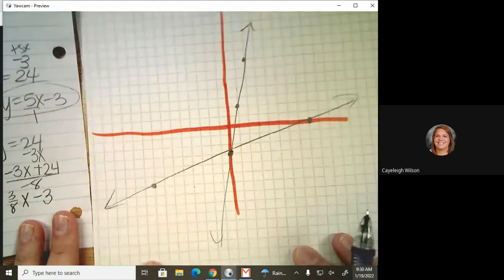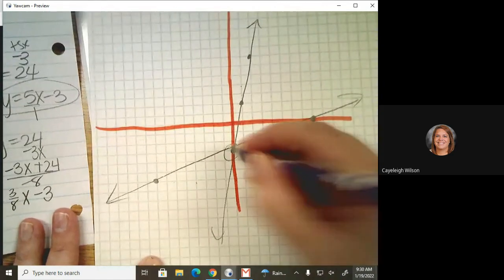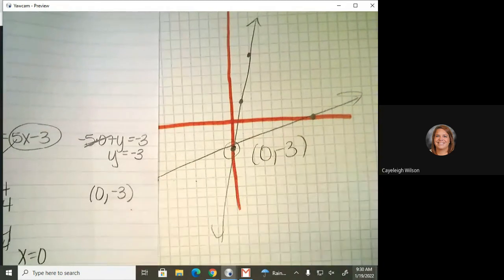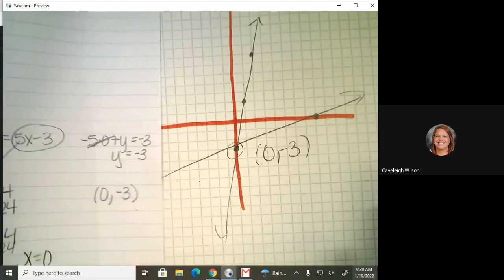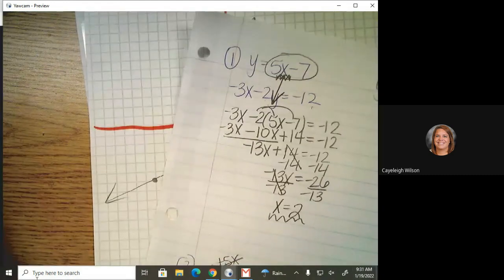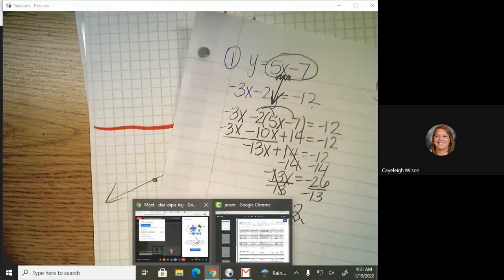So where do they cross at? 0, negative 3, which, hey, isn't that what I got here when I did substitution? Yes, Miss Wilson, so smart. Are we just gonna graph?